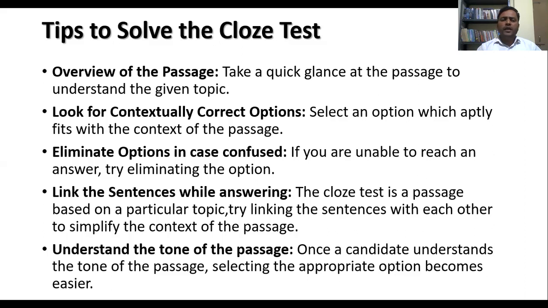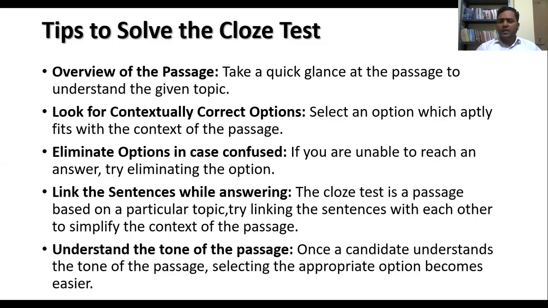Eliminate options in case of confusion. If you are unable to reach an answer, try eliminating the options. As I told you, in case of confusion, which sometimes happens while you are finding the answer in these cloze tests, you must go through the elimination method. If you do, there are more chances that you will definitely find the right answer to fill. Link the sentences while answering.